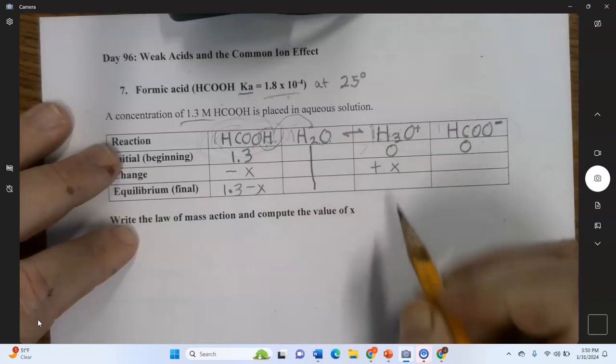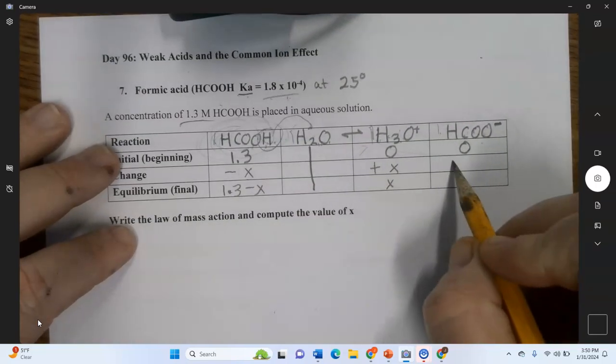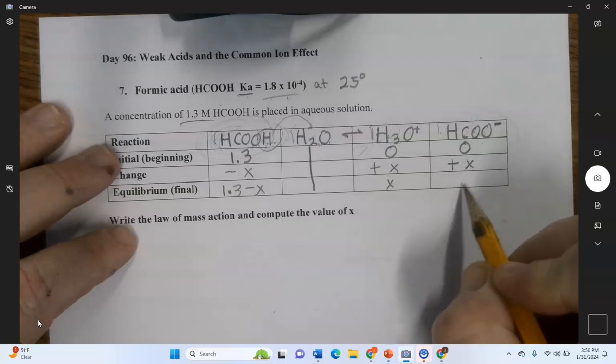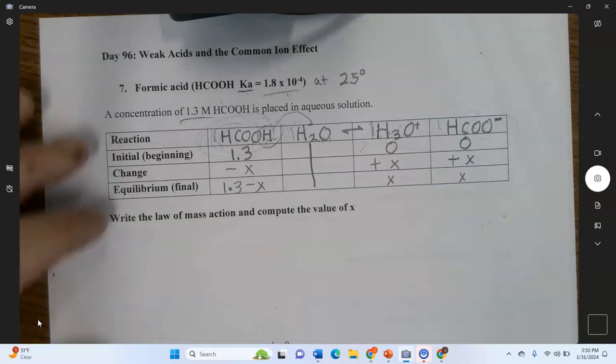Add 1x, and so down here on the equilibrium line you're going to have x, and then over here same thing, you've got a coefficient of 1, so you're going to add 1x, and down here you'll have x. So those are the algebraic expressions for this.